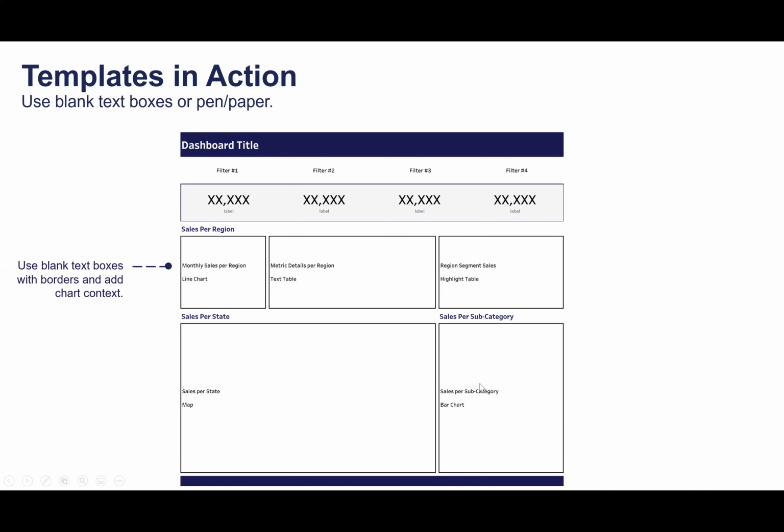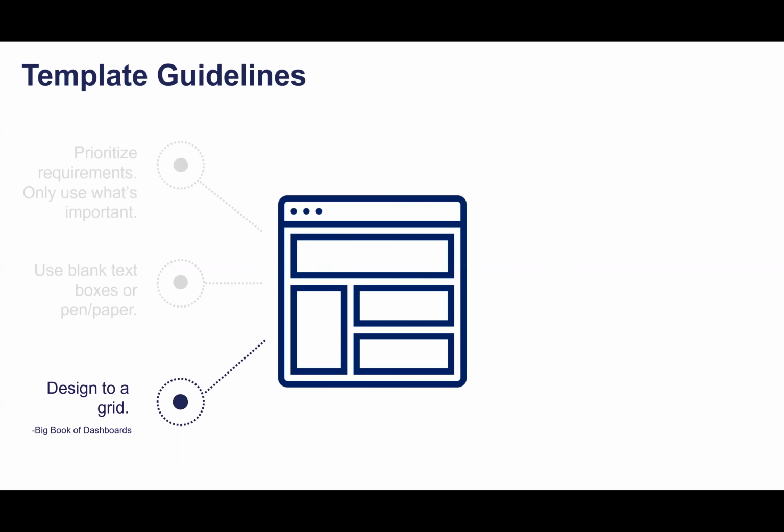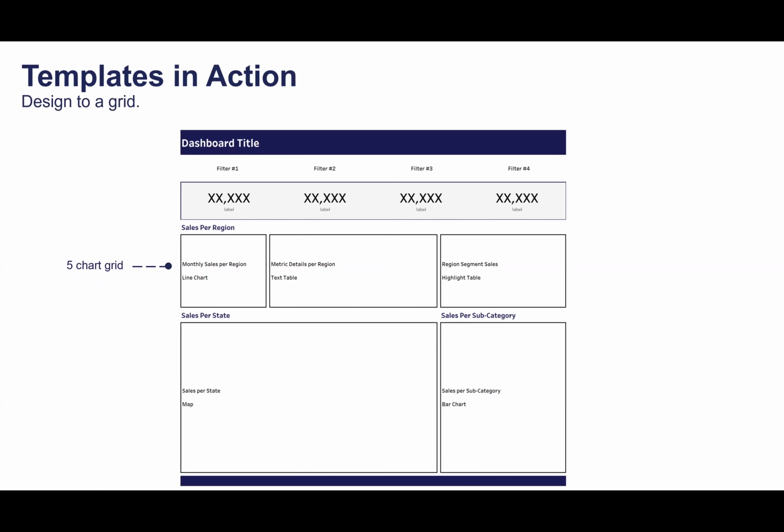So I've added borders to this just so that I can see exactly how this dashboard should be outlined and making sure that I'm designing to a grid as I create this template. From there, you want to make sure you're designing to a grid. And as you can see here, this is a 5-chart grid. On the right-hand side, you can see that your top and your bottom charts are aligned, right?